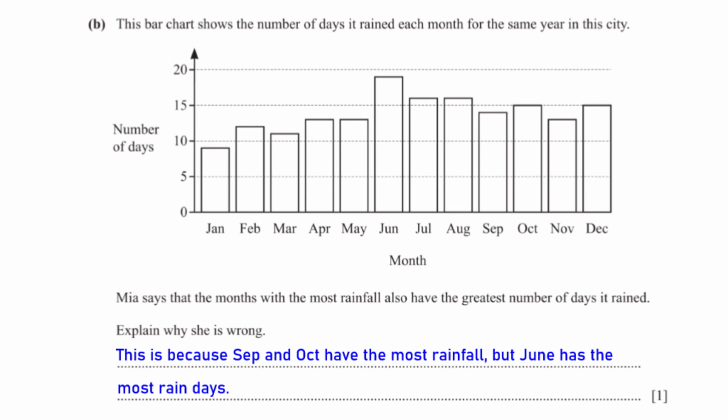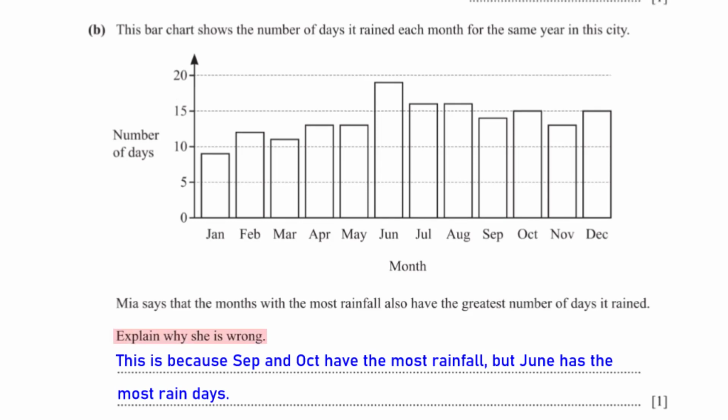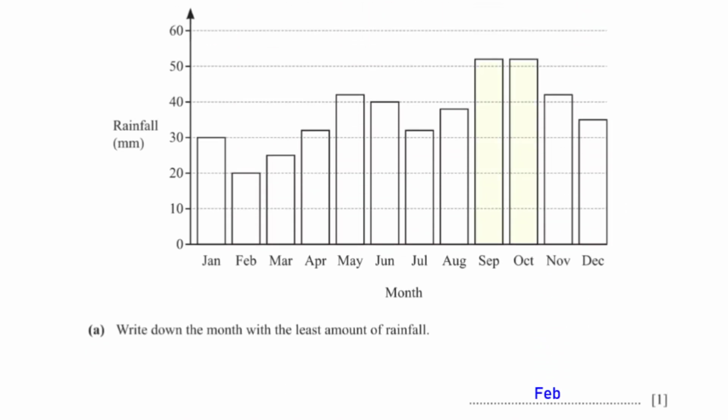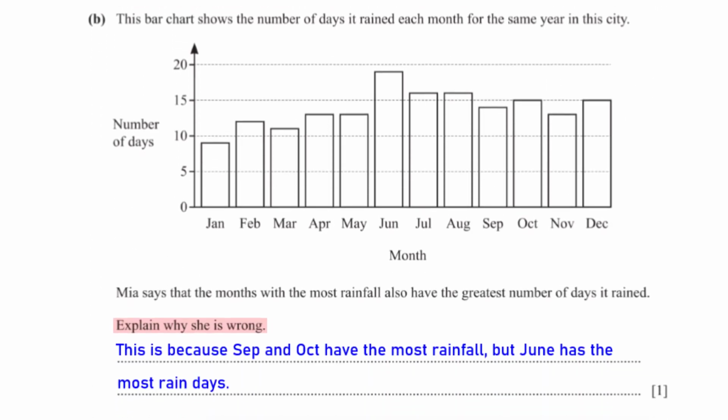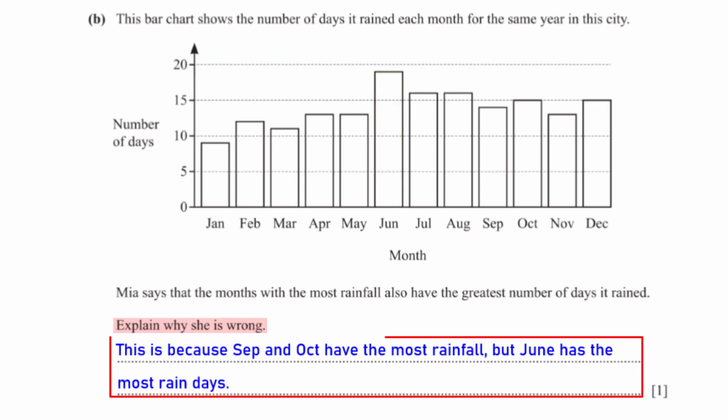This bar chart shows the number of days it rained each month for the same year in this city. Nia says the months with the most rainfall also have the greatest number of days it rained. Explain why she is wrong. From the previous bar charts, the months with the most rainfall are September and October, but on the current bar graph, we see that June has the most rain days.